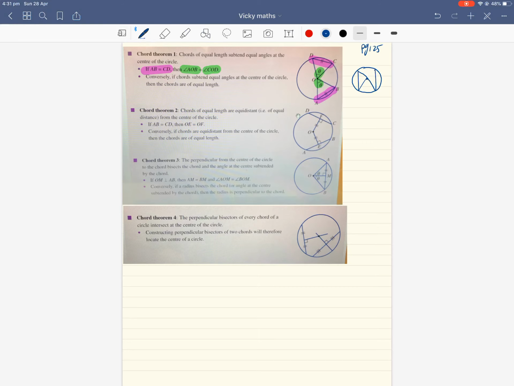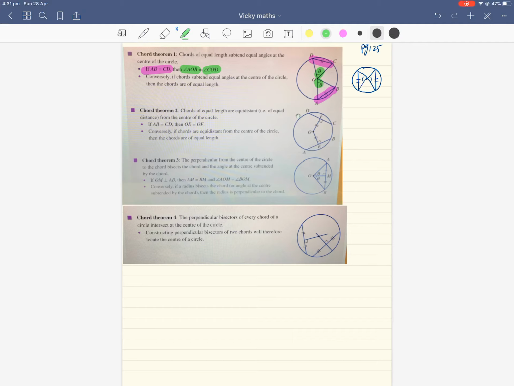So you have the center of a circle, you have the two chords are the same, and then you have the two angles are the same. Looks like a cat with whiskers. Let's call it the cat and whiskers symbol. We need to find a way to help you easily memorize these theorems.